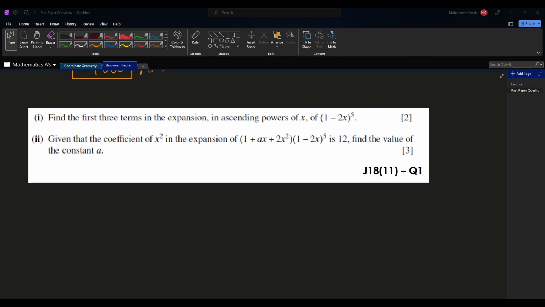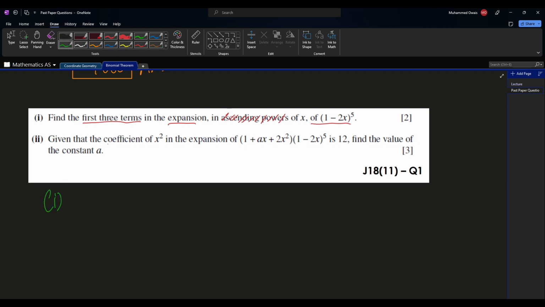Okay then, here we have another question, but this time from the year 2018, May, June, paper 11, question 1. Now then, this time it is asking us to find the first three terms in the expansion of this. Once again, as if you remember, I told you to always ignore whenever they are asking you to find anything in ascending or descending, because the question is designed in such a way that the answer comes out in the way that they have asked you to come out. For example, if they are telling us to find the answers in ascending power, the answer will automatically come in ascending power. Same goes for descending powers, alright? So always ignore this.